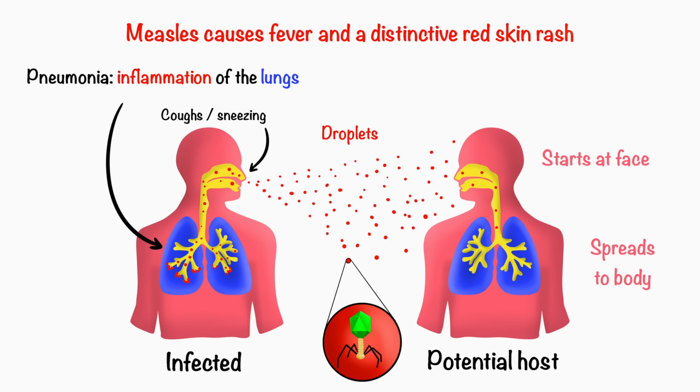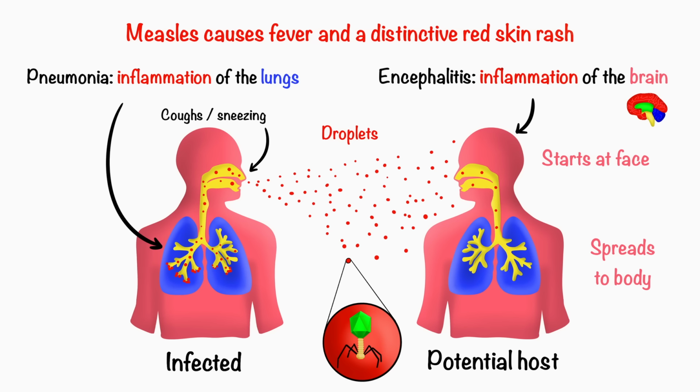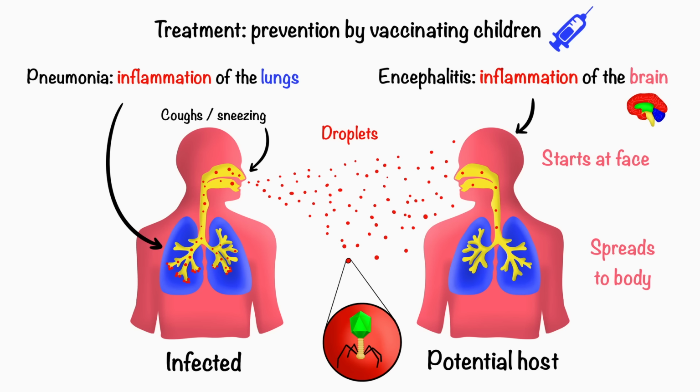It can lead to pneumonia, which is inflammation of the lungs, or encephalitis, which is inflammation of the brain. Because of these serious risks, most children receive vaccination against measles when they're young, which has helped reduce cases worldwide.